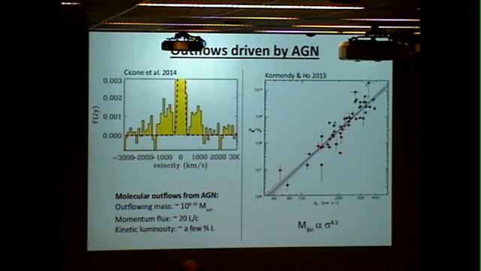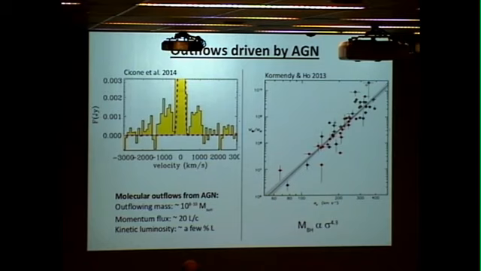Interestingly, the momentum flux of the outflows is several times the momentum flux in the radiation field of the AGN. So this is what you call a momentum boost. And typical values tend to be about 20. And the kinetic luminosity of these outflows tends to be a few percent of the bolometric luminosity of the AGN. So typically 1 to 5%.